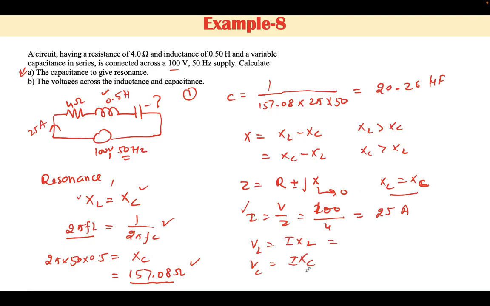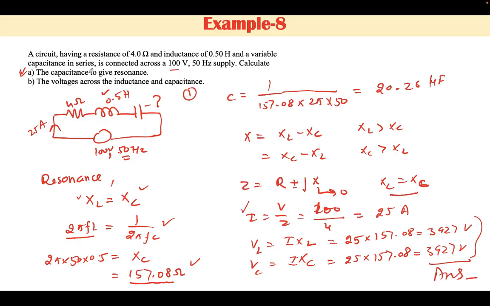Because XL and XC are equal in this given circuit at the given frequency of 50 Hertz, VL is equal to I into XL, 25 into 157.08. This gives us the value 3927 volt. Similarly, the voltage across the capacitor is 25 into 157.08, which equals 3927 volt. In both cases, this is the answer of the second part of this question.